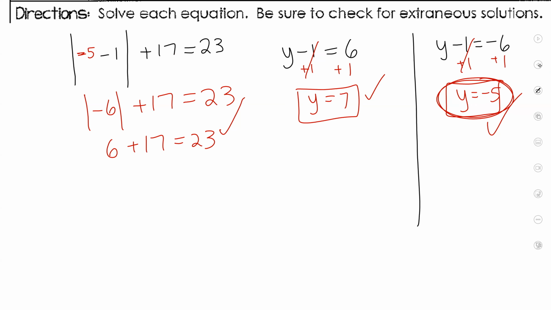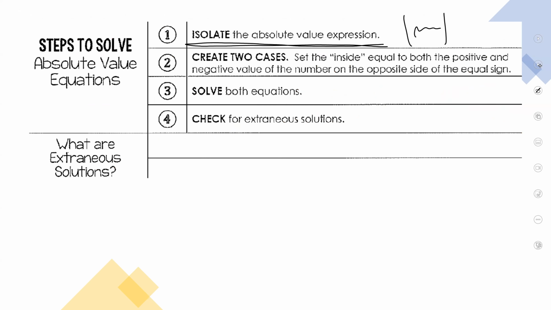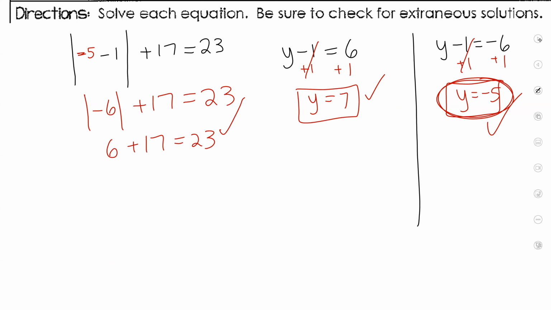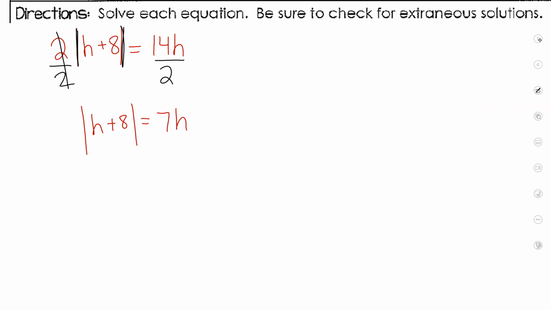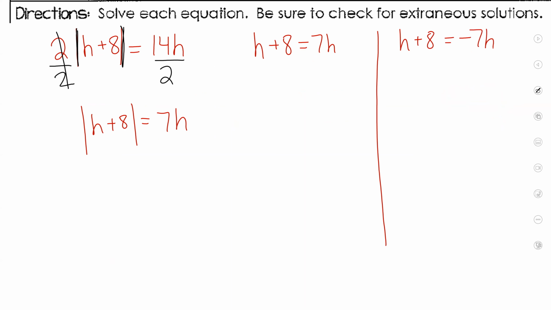We finished step 1. Step 2 is to create two cases. I'm going to set the inside equal to both the positive and negative value of the number on the opposite side of the equal sign. So let's do that step. Okay, so I'm going to create my two cases. I'll have h plus 8 equals 7h. That's my positive one. And then h plus 8 equals negative 7h. That's my negative case. And then we just solve.